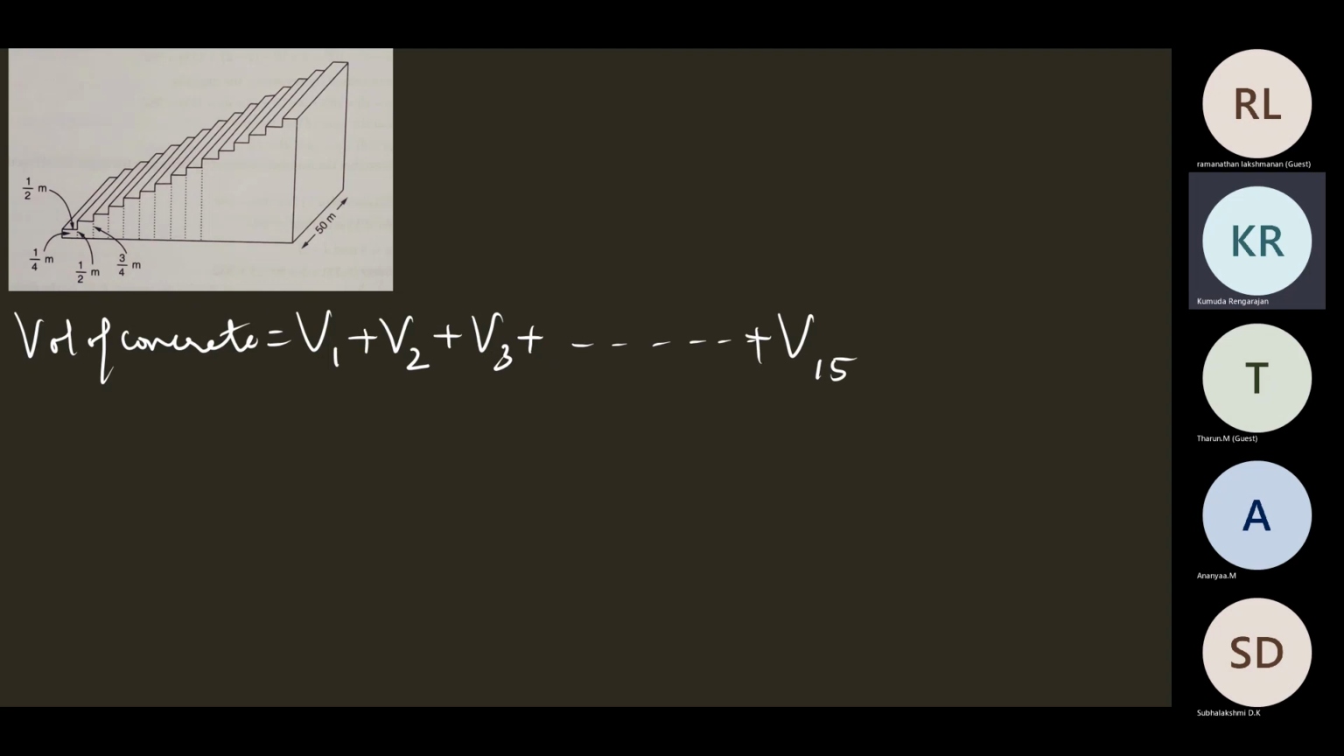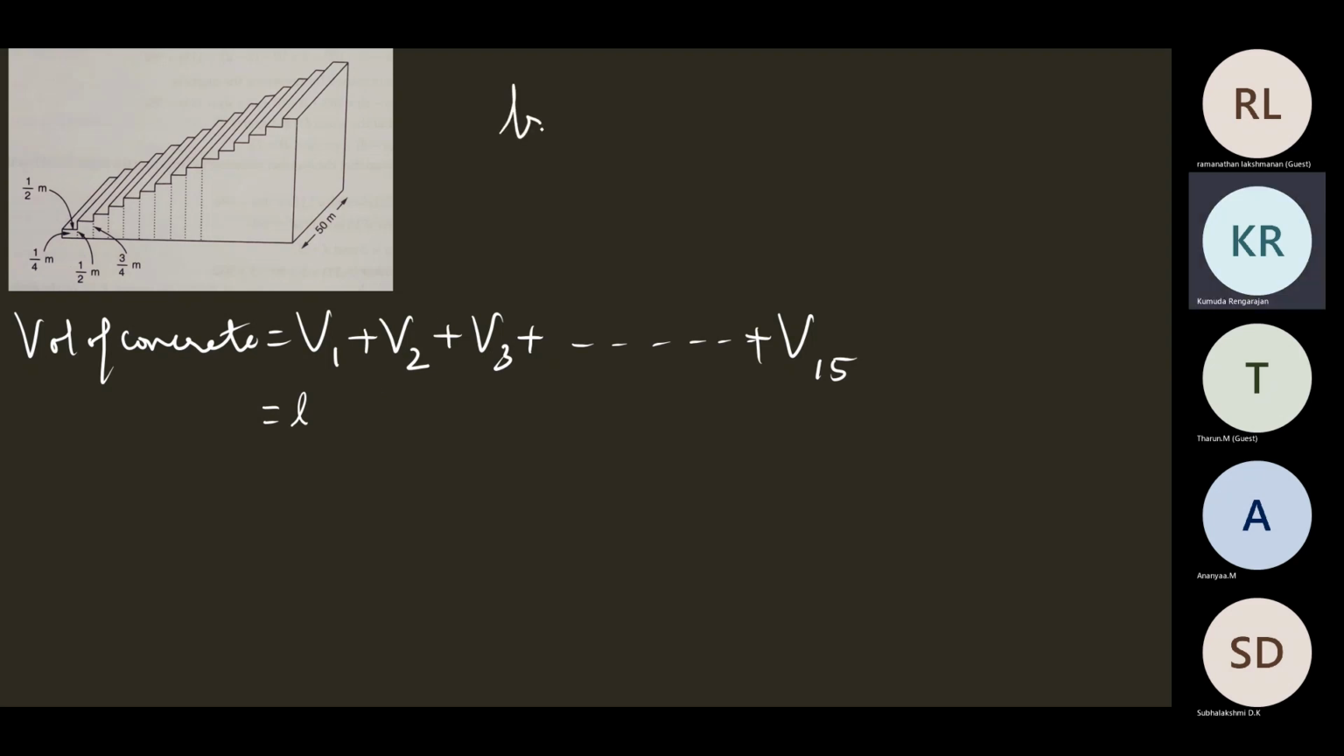The total volume of concrete used is volume of the concrete in the first step, plus the volume of the concrete in the second step, plus the volume of the concrete in the third step, plus so on till the volume of the concrete in the 15th step. Okay, so that is equal to, it's a cuboid, so LBH. The length is the same everywhere, 50 meters. Is the breadth the same? Yes, the breadth is the same. Everywhere the breadth is half a meter.